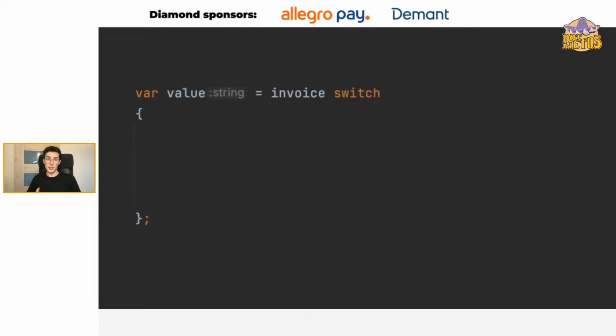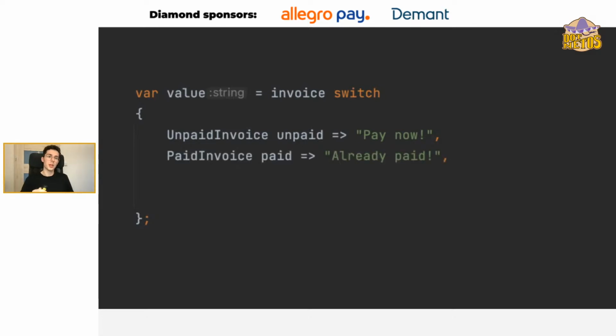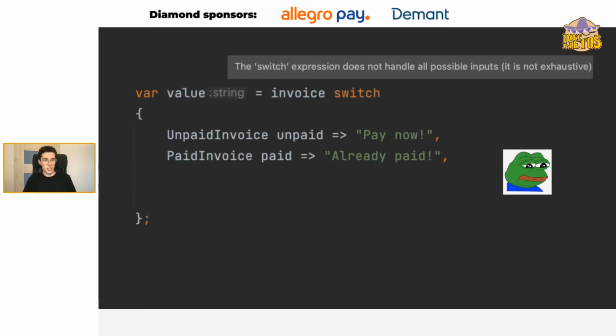And let's now do the switch. A quick disclaimer, I know this one could be done with an abstract method, let's say, but let's imagine the logic is slightly more demanding and it doesn't fit really to the object itself. We do the switch. For an unpaid one, we do the pay now. For a paid one, we say already paid. And again, it's getting miserable. Why? Because the switch expression does not handle all possible input.